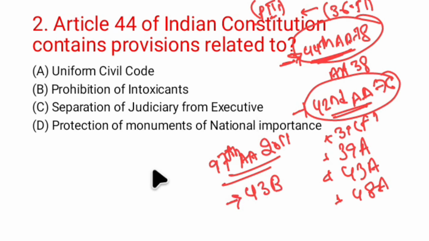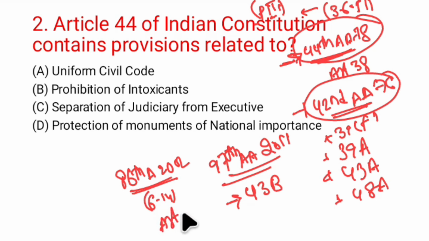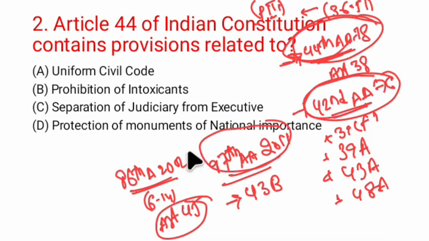And one more amendment, which is the 86th Constitutional Amendment Act, 2002, through which there was a modification of the provision. Previously it was 0 to 6 years, and this was changed to 6 to 14 years. So free education for 6 to 14 years. This modification was done in the provisions of Article 45. So these were 4 amendments to these DPSPs: the 44th Amendment, 42nd Amendment, 97th Amendment, and 86th Amendment.